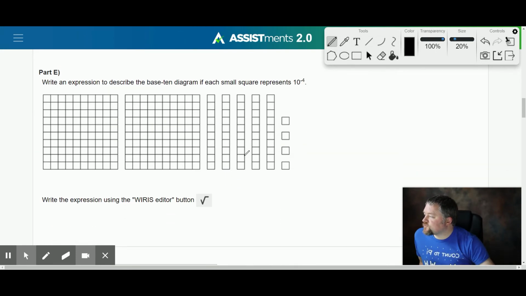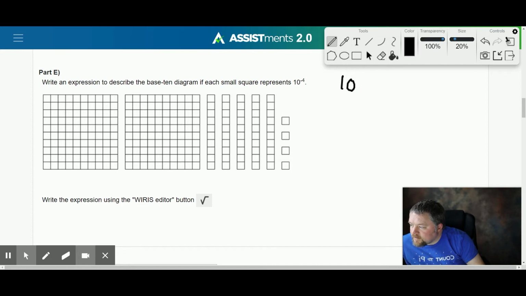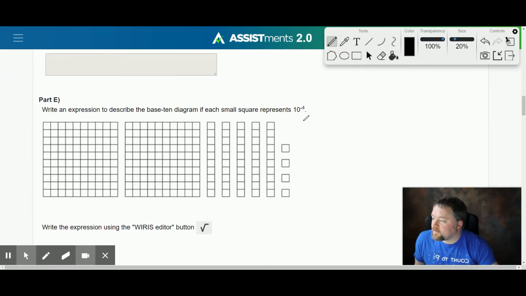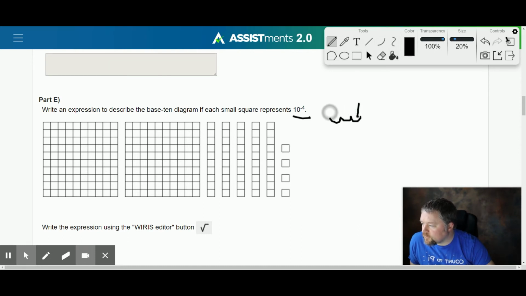So now the next one, it says write an expression to describe the base 10 diagram if each small square represents 10 to the negative 4. 10 to the negative 4 means, think about 10, the decimal point would be here. Okay, for this we want each square to represent 10 to the negative 4, which means 1, 2, 3, 4. We're going to have 1, 2, 3 zeros.